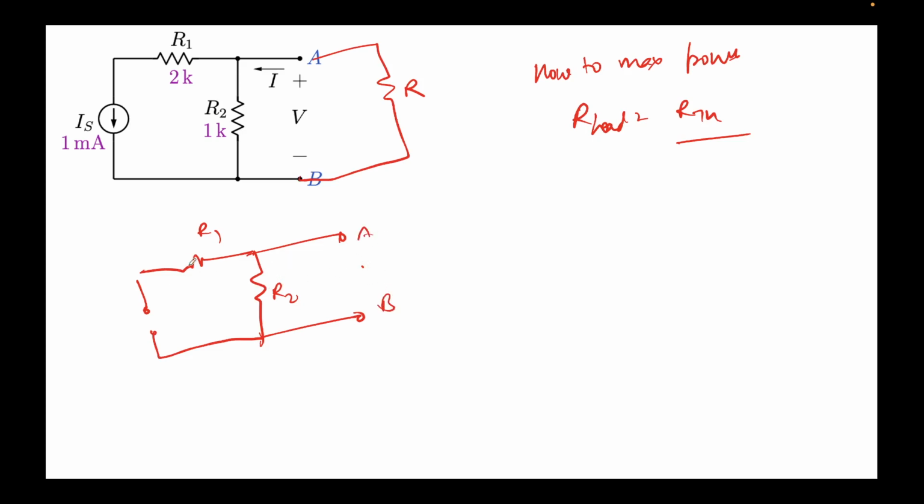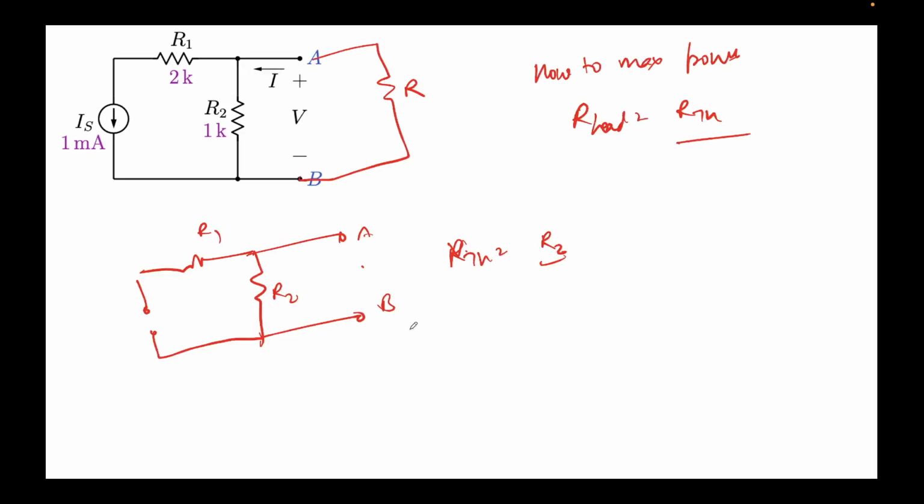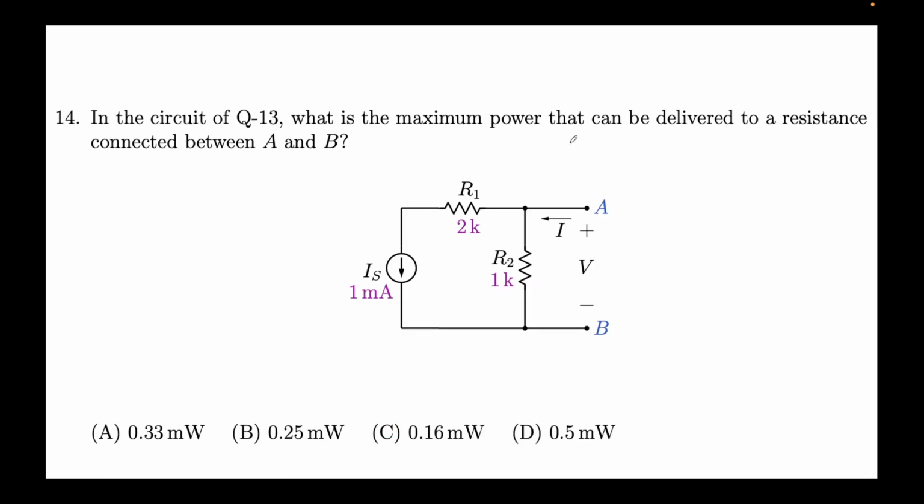No current will flow through over here, so RTH will be nothing but equal to R2. That would be 1 kilo ohms. Yeah, this is the answer. I'll just repeat what I did over here. Since this is open circuit, no current can flow through here, so this resistor gets dropped. So this gets converted to A and B, and this is R2. RTH will be nothing but R2, and the value of R2 is 1 kilo ohms. We plug in over here and we get option C. So this is the third part.